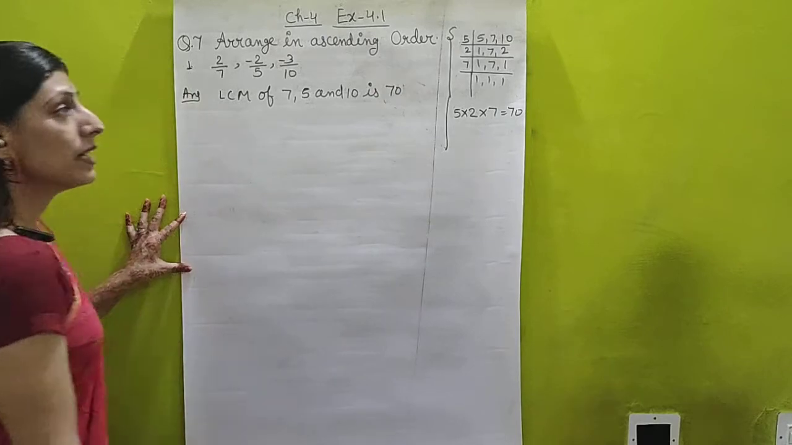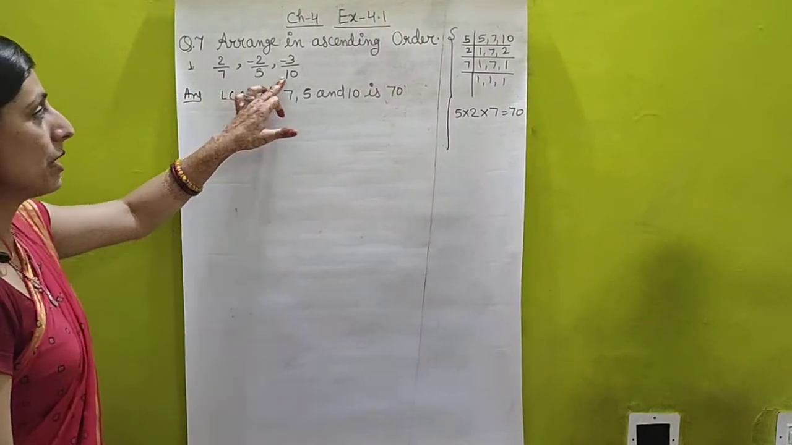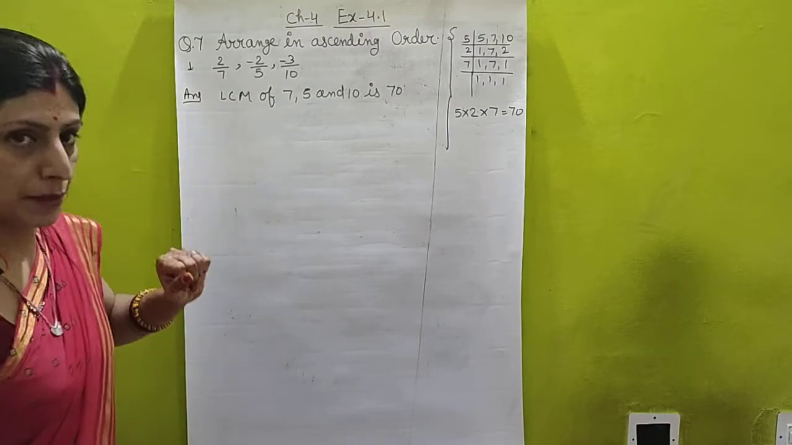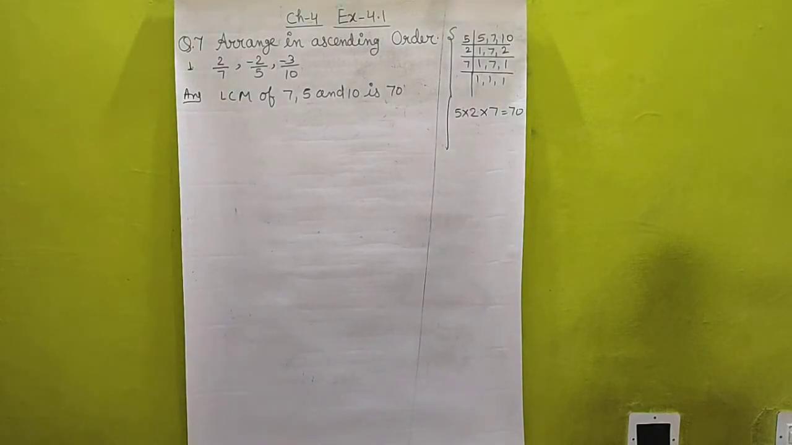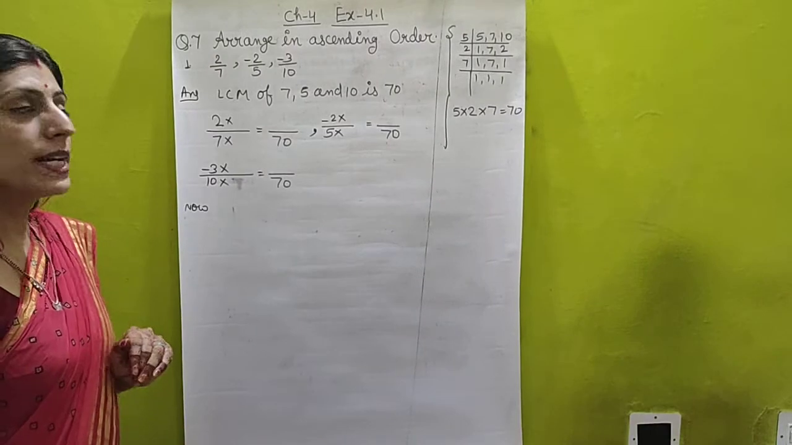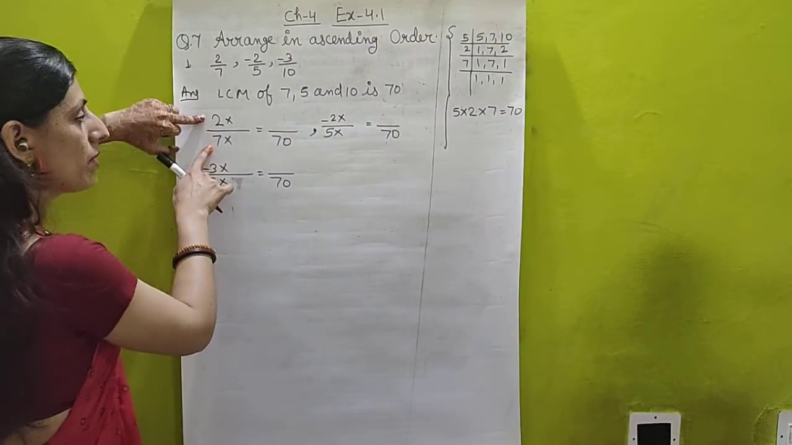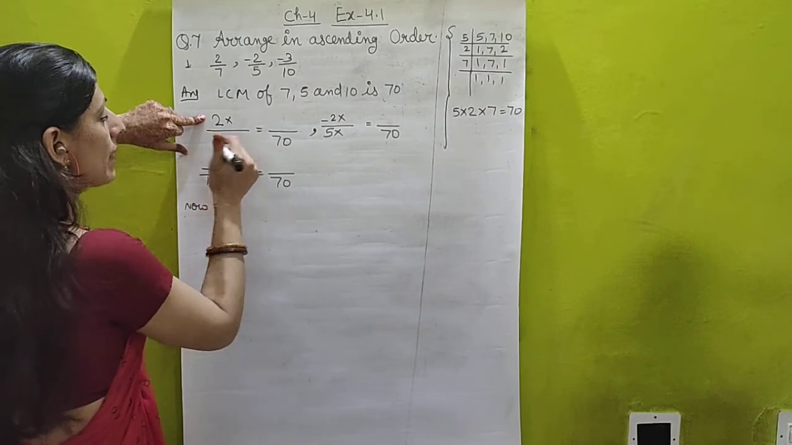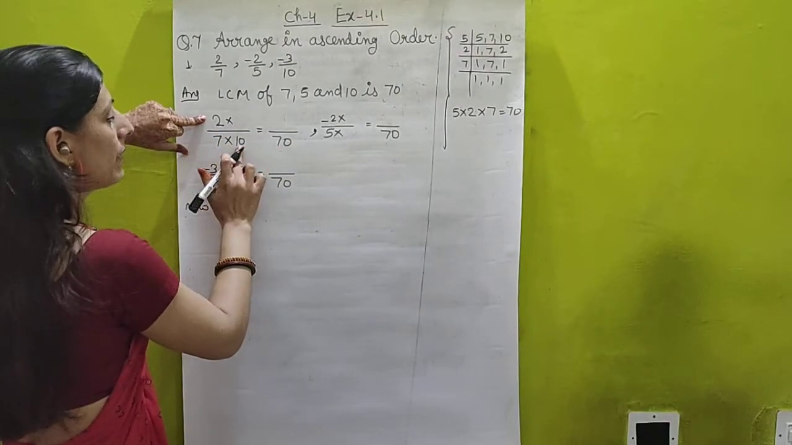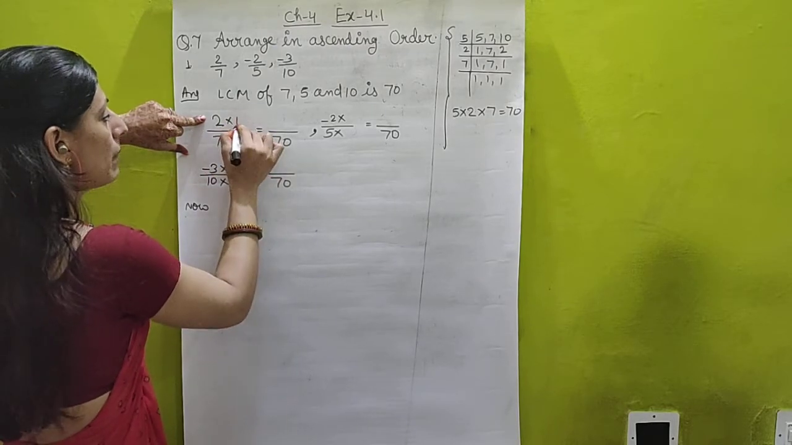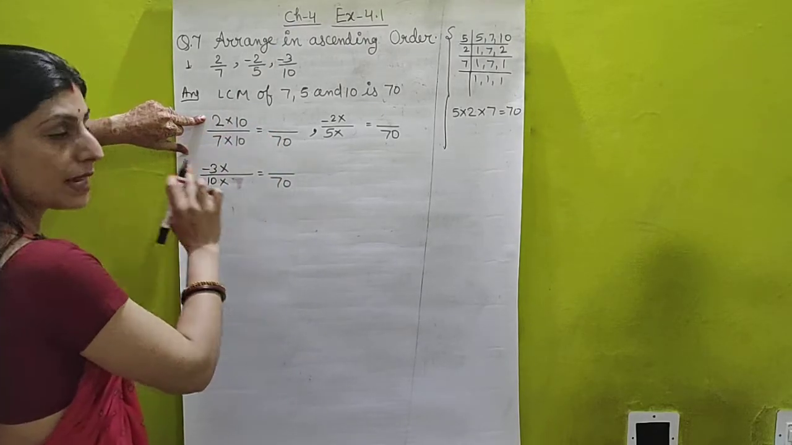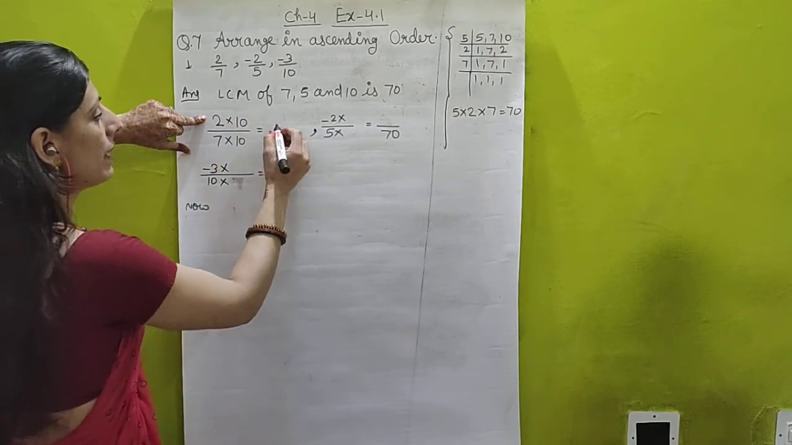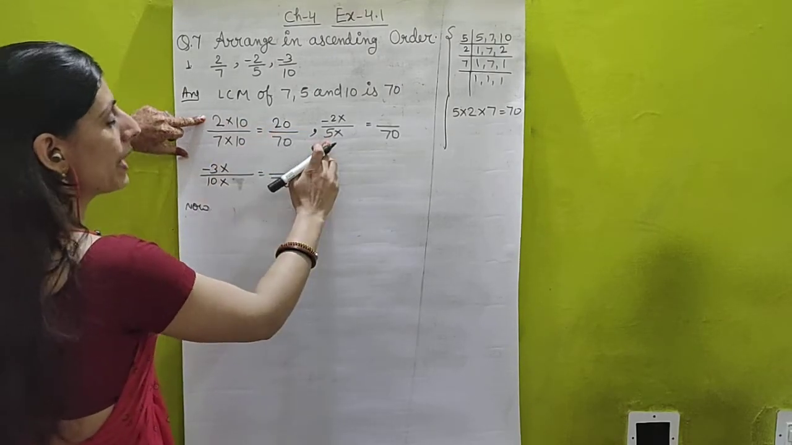Now what we will do, we will take one rational number and make its denominator the same. Students, I have taken 2 upon 7 and I want to make the denominator 70. As you know, 7 multiply 10 is 70. Then I will multiply 2 with 10 as well. The same number we multiply with numerator and denominator. Then 70, and here what will come? 20.